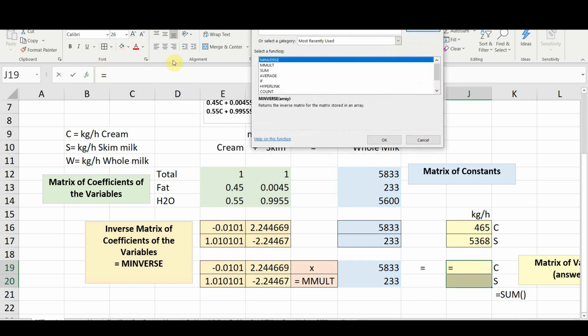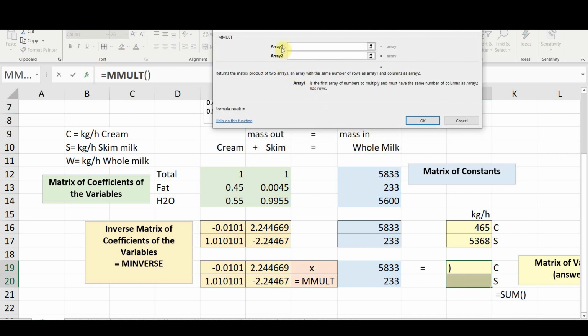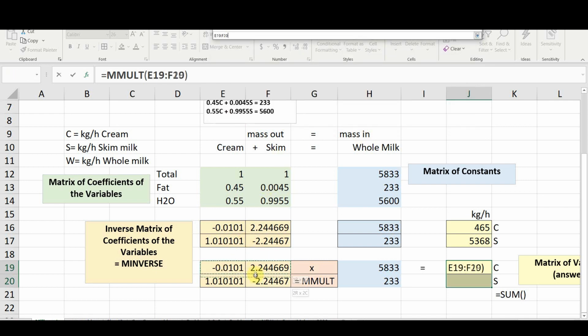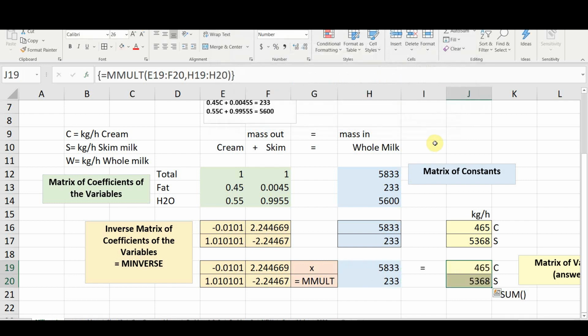Insert a function. This is called MMULT. That's multiply matrix. So I'm going to multiply array 1 by array 2. Now in algebra, the order of multiplication doesn't matter, but for multiplying matrices it does matter. It has to be the inverse matrix first, followed by the matrix of the constants. Once again, don't press OK. Hold down the Control Shift keys and press Enter. And there are the solutions. Those are the correct flow rates of the cream and skim milk streams.